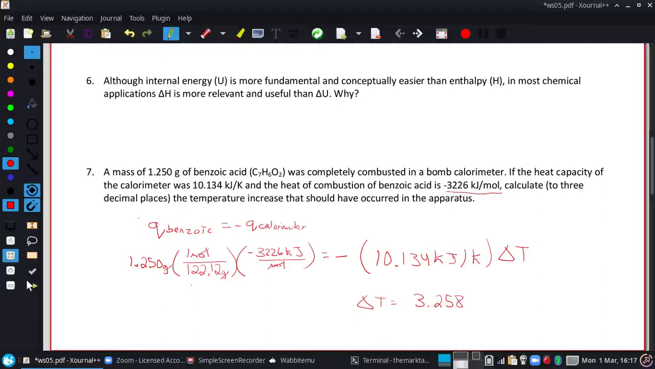Now, the units are either degrees Celsius or Kelvin, and they can be interchangeable because this is a delta T. This is how much it changed. And what we're saying is if we burnt that much, this bomb calorimeter should go up by 3.258 degrees Celsius or 3.258 degrees Kelvin. But both those units are technically interchangeable because this is an increase and those degrees are both the same size.